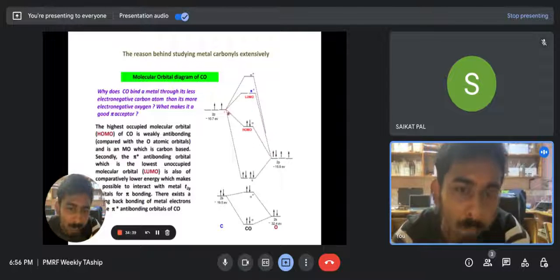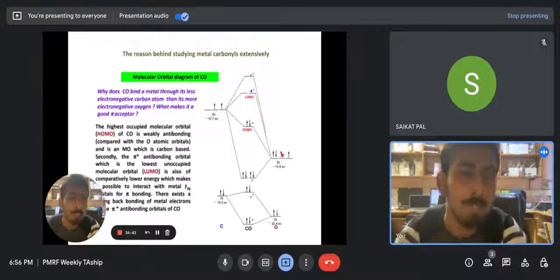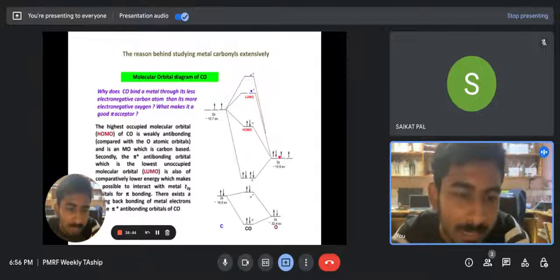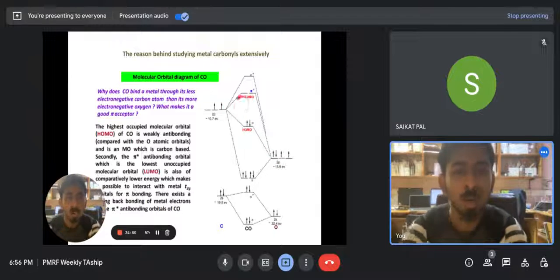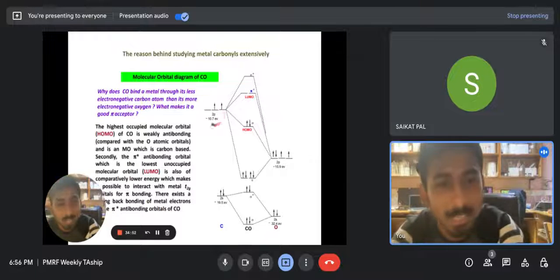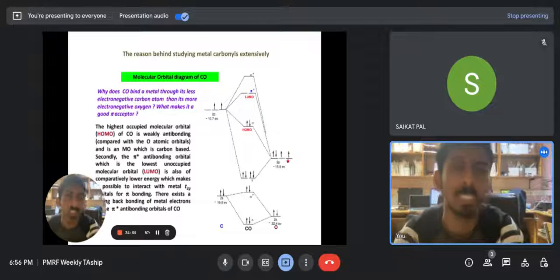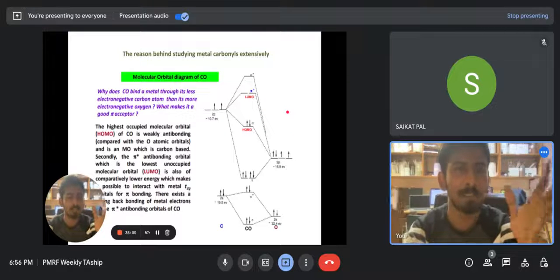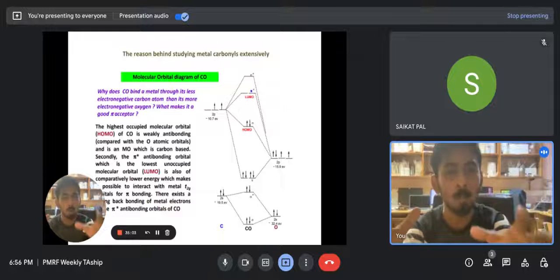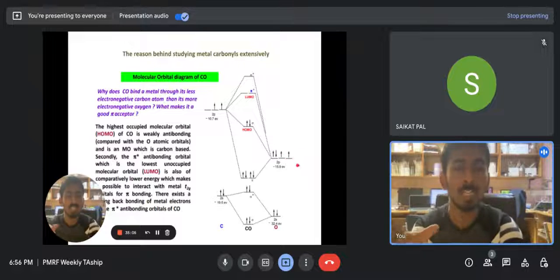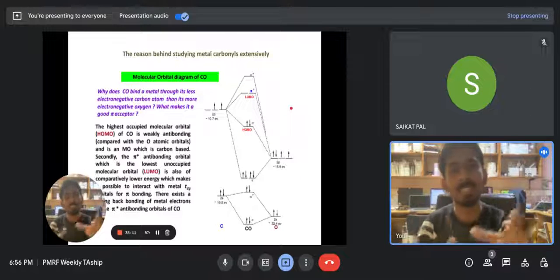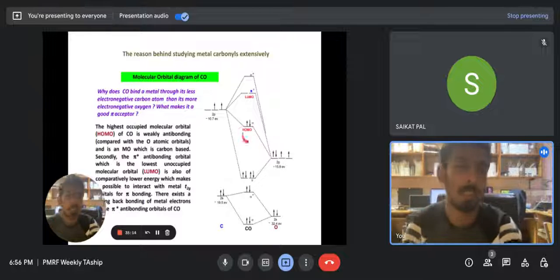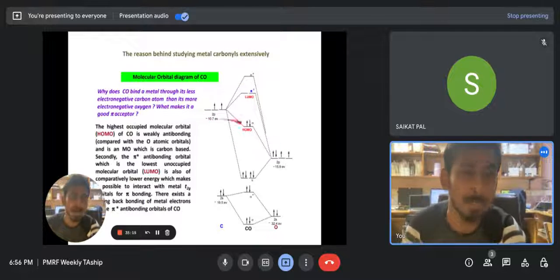This pi star is formed between the 2p of carbon and the 2p of oxygen. You can see that the HOMO, the sigma, and the LUMO, the pi star, are both concentrated towards the carbon atom, far away from the oxygen atom. That's why the HOMO has a significant amount of carbon character. The contribution of carbon to the HOMO is much greater than that of oxygen. So carbon is specific in binding to the metal center through the sigma HOMO of the molecule, which is centered on the carbon atom.